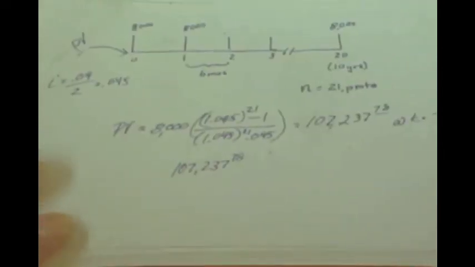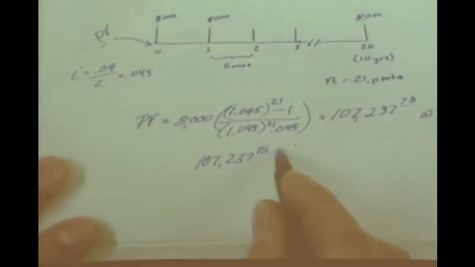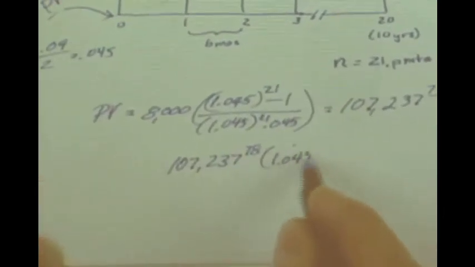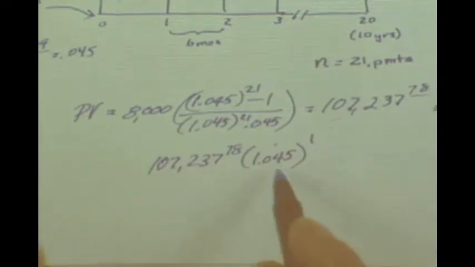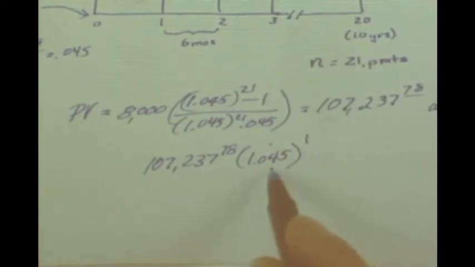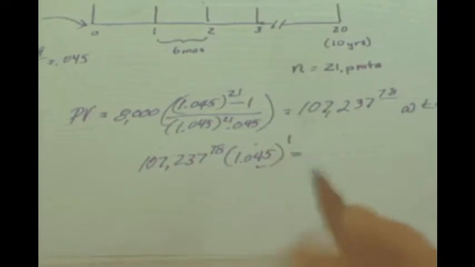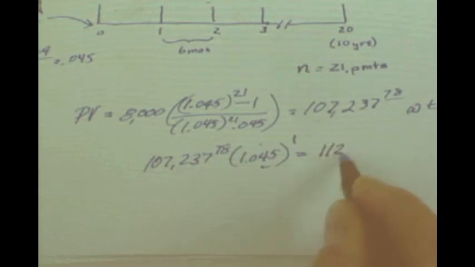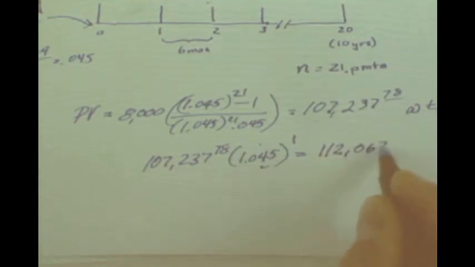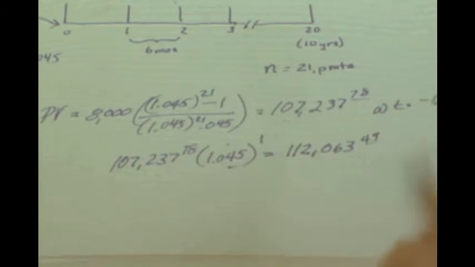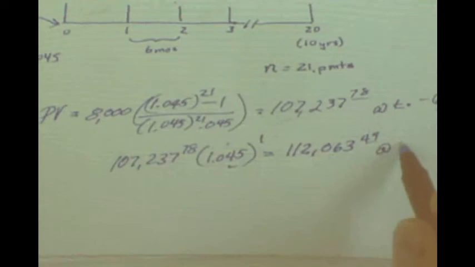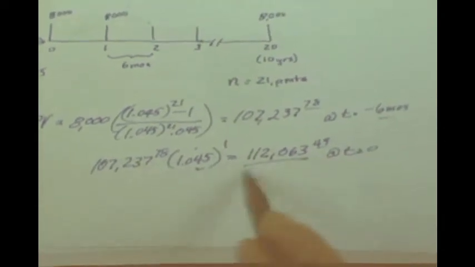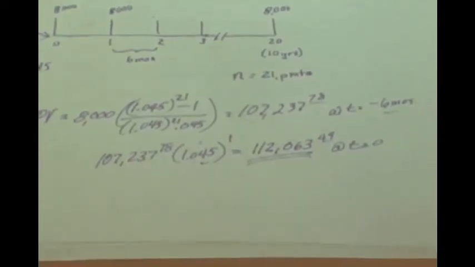Now we just use our building block equation to do that. Semi-annual interest rate, one semi-annual period, brings us to time 0. And it makes a pretty big difference in this problem, about $5,000. And we were looking for an answer at time 0, so that's $112,063 is the answer.